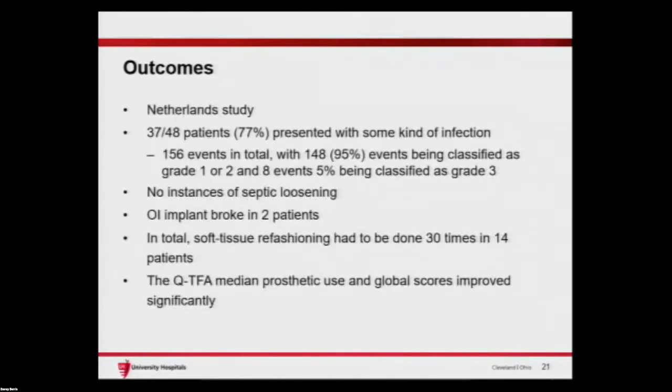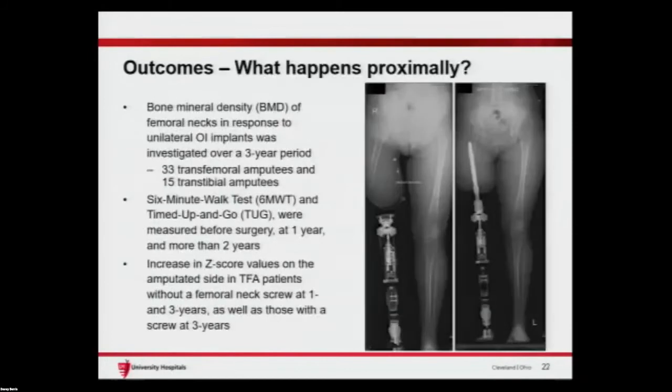Here's a study based out of the Netherlands, looking again at patients with OI. You see pretty much a theme developing here that you still have a high number of patients who are getting some sort of infection, although most of them, 95% as a matter of fact, are grade 1 or 2. So again, clearing up with just oral antibiotics, with a very small subset developing something more that would require some sort of surgical intervention. You saw a couple patients with broken implants. You saw no cases of septic loosening. And in total, there were a handful of patients who had to get some sort of secondary procedure based off of soft tissue refashioning, usually because of stoma plasty, hypergranulation tissue, things such as that.